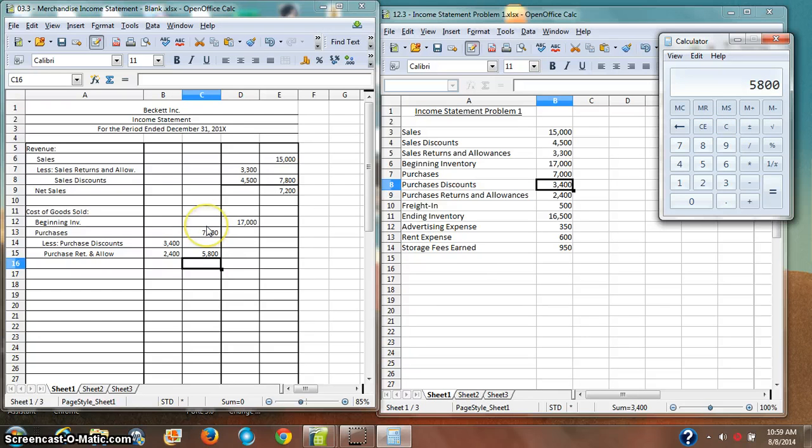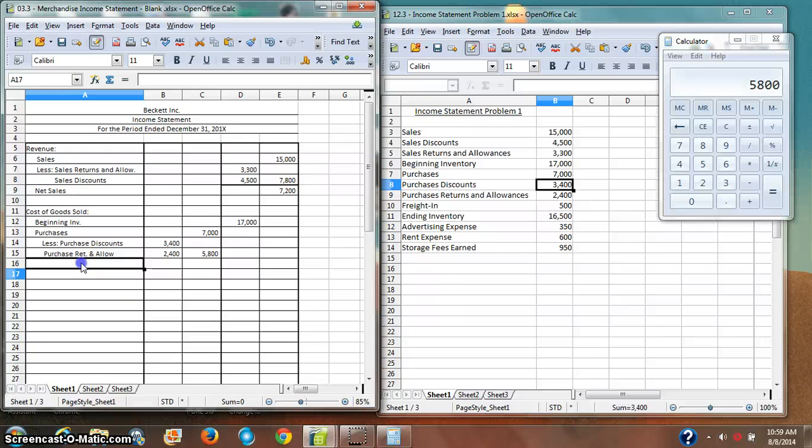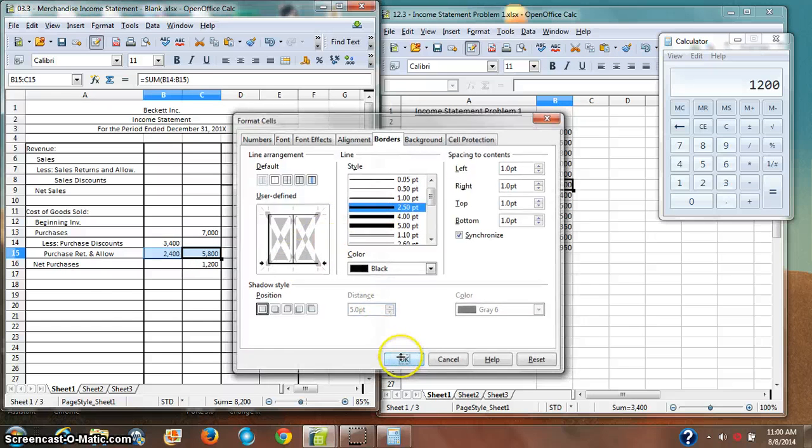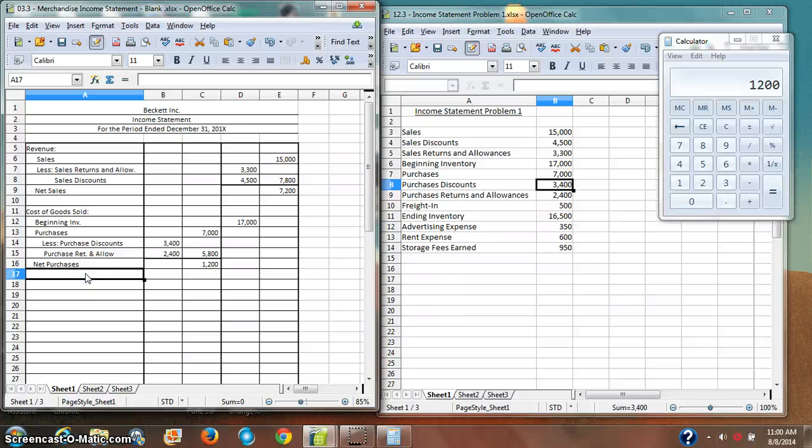There's 5,800. And now I can get to net purchases. How much did we buy after returns? Equals that minus that. Doing a little bit of subtraction here. 7,000 minus 5,800. It's 1,200. So I've got that. And I've got to put in another line here. This is going to be a thick line on the bottom. There it is. There's my net purchases.